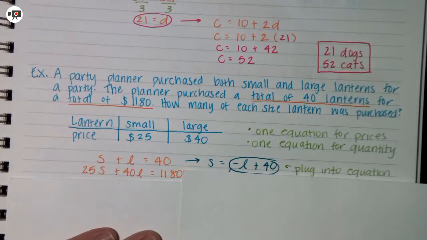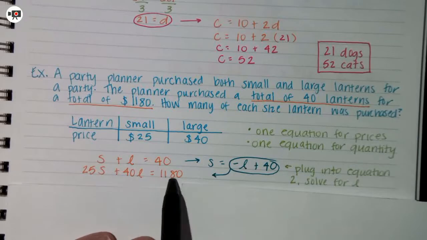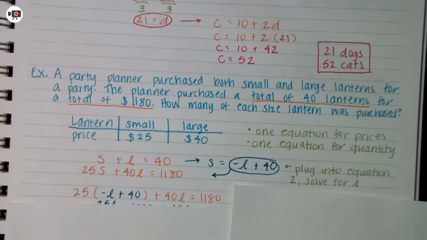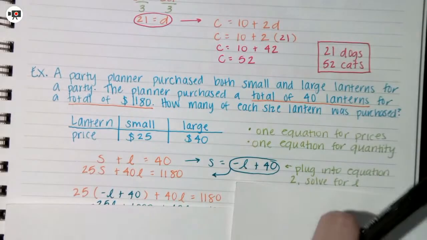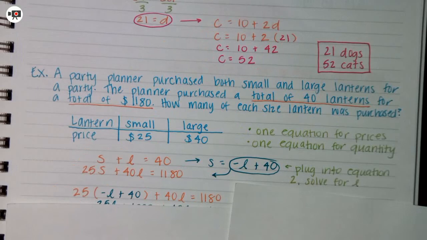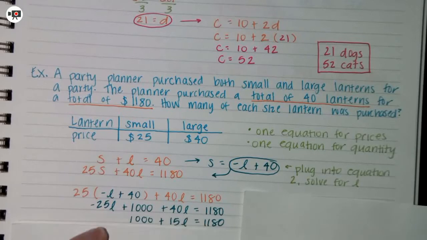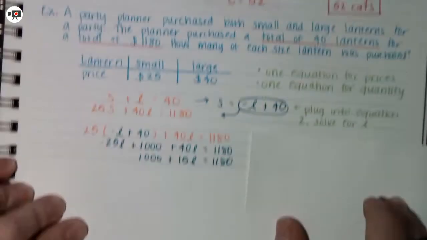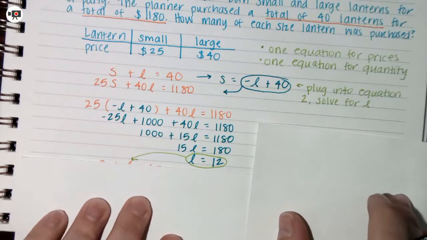Solving equation 1 for S, I get S equals negative L plus 40. I'm going to plug it into equation 2 and solve for L. So 25 times negative L plus 40, plus 40L, is 1,180. Now I'm going to solve for L. So I distribute the 25. Negative 25L plus 40L makes 15L. Subtract 1,000 on each side, and L equals 12.